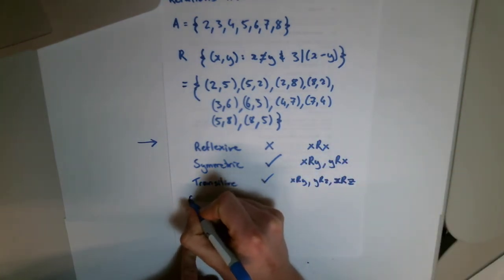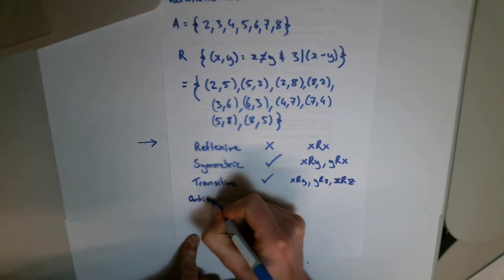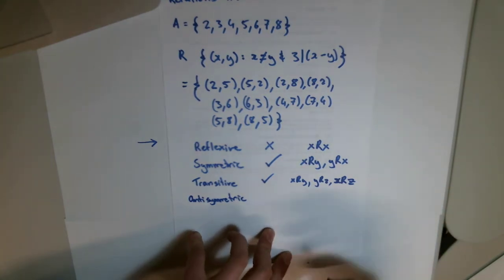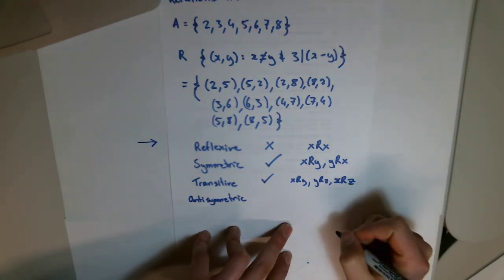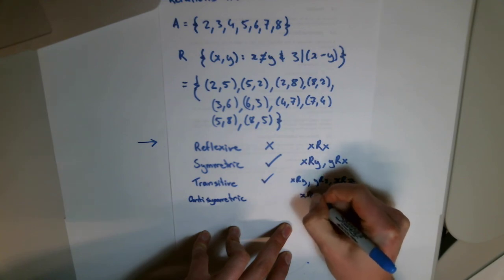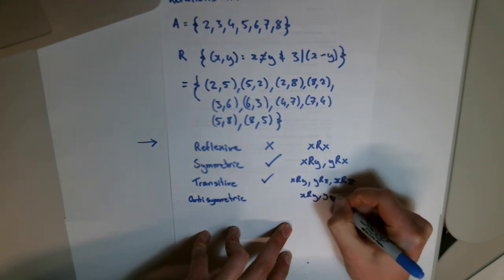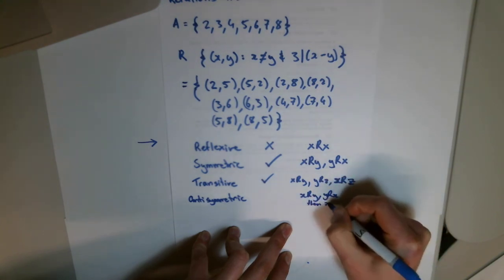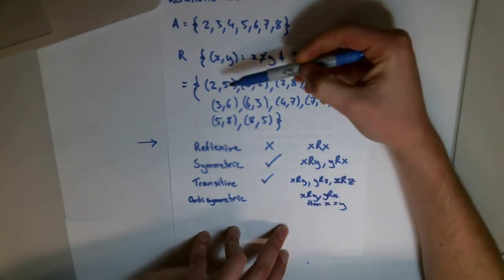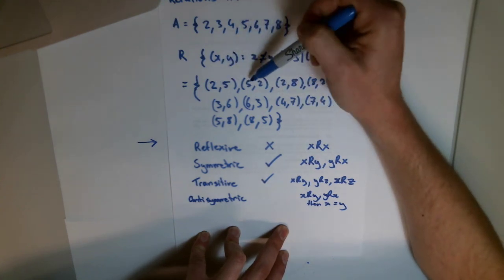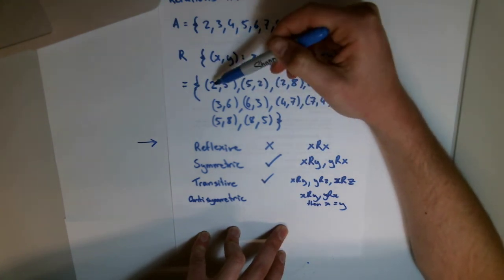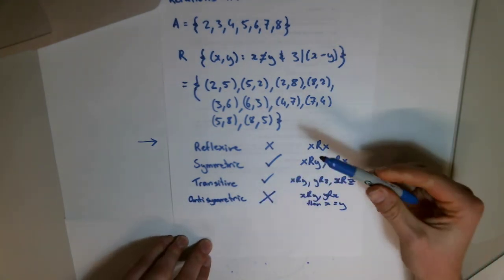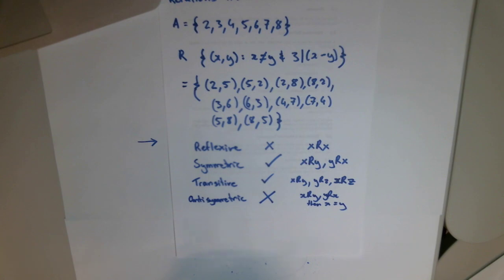Our final test is anti-symmetric. And again, we're looking for counterexamples. So an anti-symmetric relation is if x maps to y, and y maps to x, then x is equal to y. And looking at our very first example, because 2 maps to 5 and 5 maps to 2, and 2 is not equal to 5, therefore this is not an anti-symmetric relation. So it's symmetric and transitive, not reflexive, and not anti-symmetric.